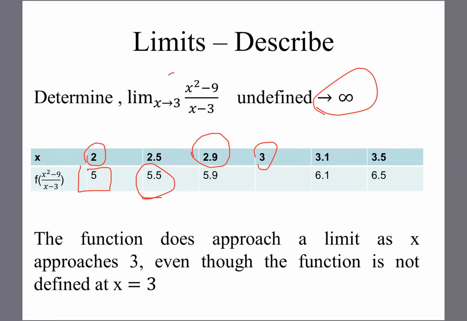But when I substitute 3.1 in the same function, we can get 6.1. You can check, right? And also if x equals 3.5, then the function value becomes this value. Okay. But the thing is here, the function does not approach a limit as x approaches 3, even though the function is not defined at x equal to 3.